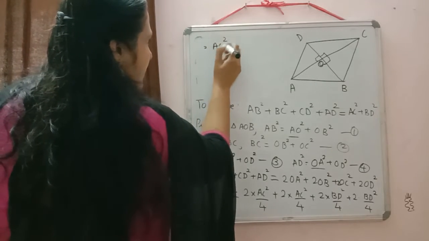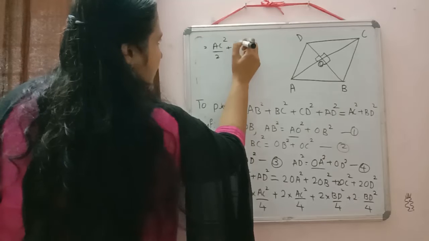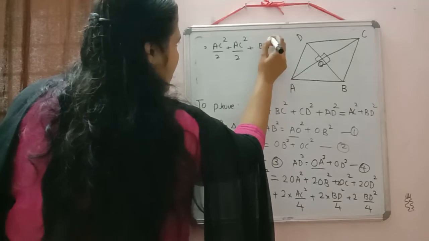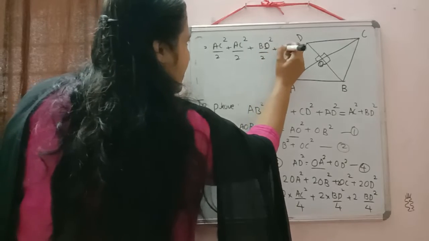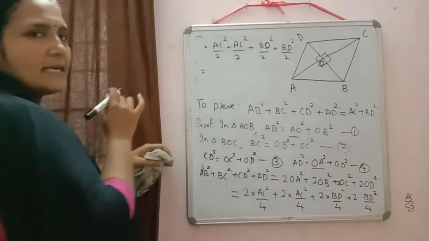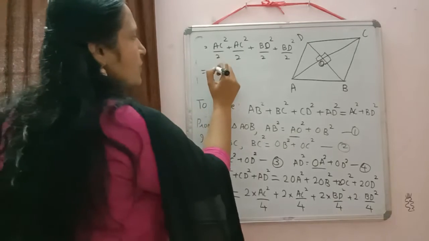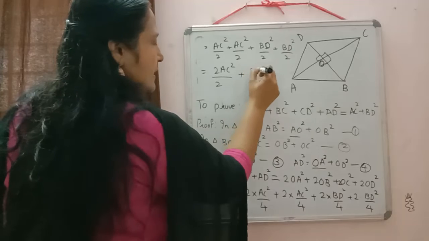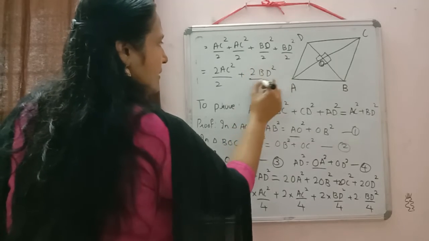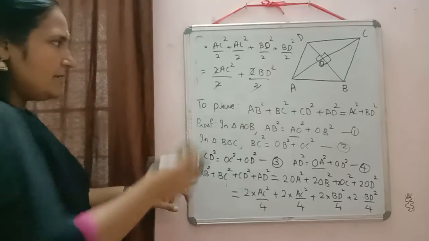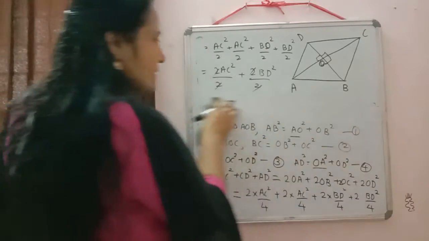AC square by 2 plus AC square by 2 plus BD square by 2 plus BD square by 2. AC square plus AC square will be equal to 2AC square, because if denominators are same, directly we can add the numerator. So 2 and 2 will get cancelled. We will get AB square plus BC square.